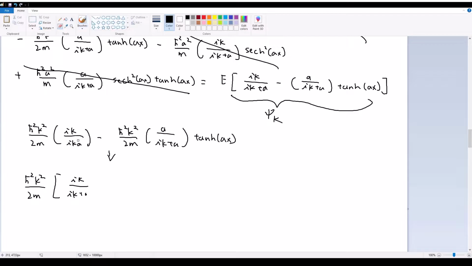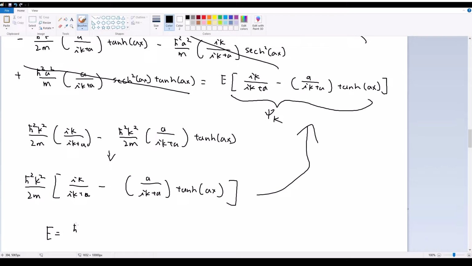ik over ik plus a. And this is a bit of a typo here. It's not ik, it's ik plus a. My apologies. Subtracted by a over ik plus a times hyperbolic tangent ax. And if you go back up here, we realize that now we have the same psi k term, so therefore the energy is equal to h bar squared k squared over 2m.